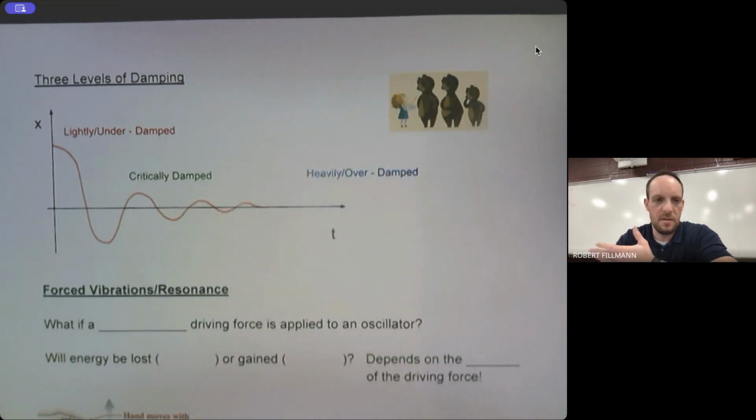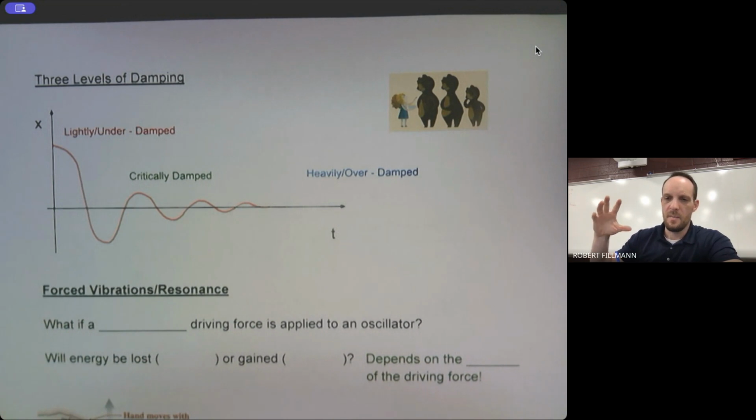And basically you see the thing vibrate 3 or 4 times back and forth and then eventually die out. That's lightly or underdamped. Okay. Heavily damped, let's say you don't want something to vibrate back and forth. So you just put tons of friction into it and you pull it back and you let it go. And because there's so much friction, it barely moves.